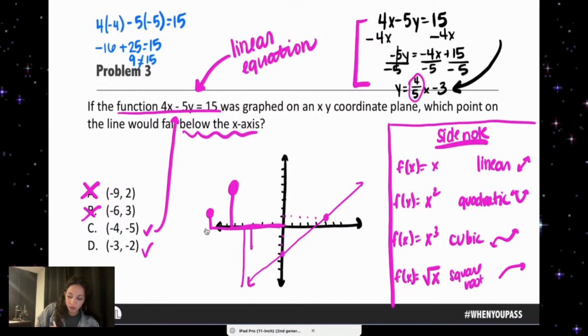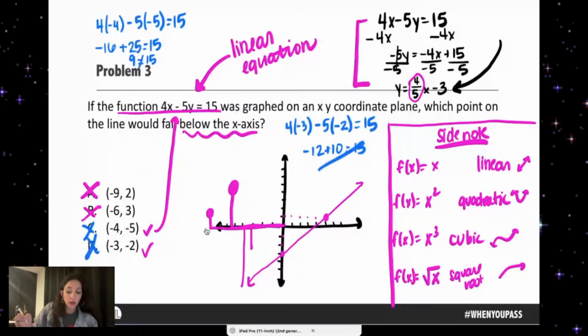So negative 4, negative 5 does not fall on this line. Negative 3, negative 2. 4 times negative 3 minus 5 times negative 2 equals 15. Negative 12 plus 10 equals 15. That is not true. So no answer.